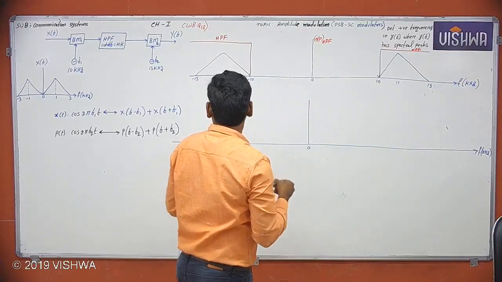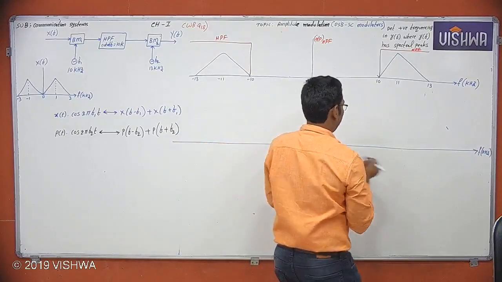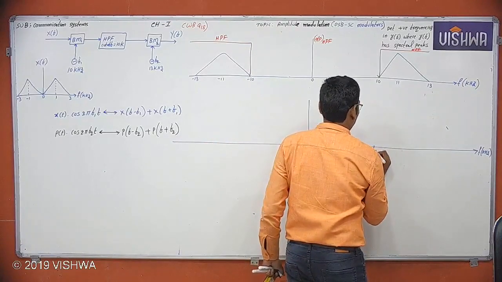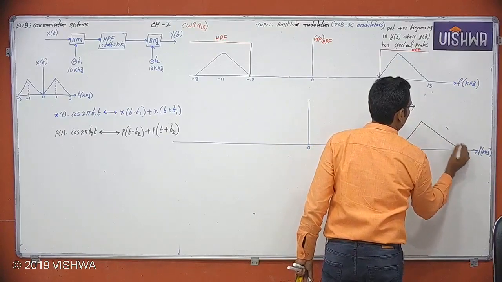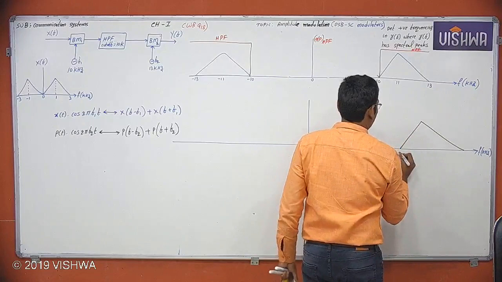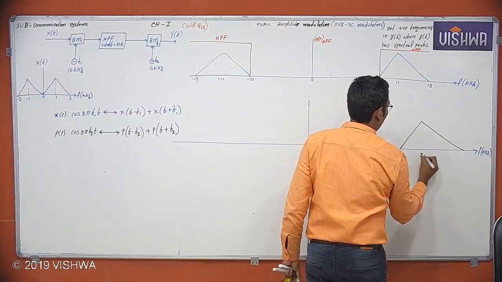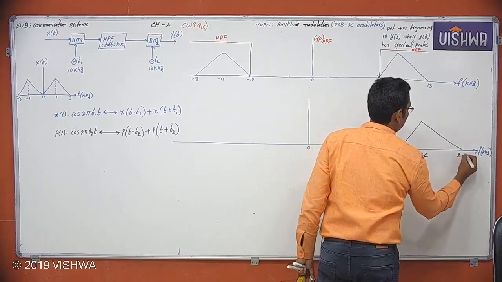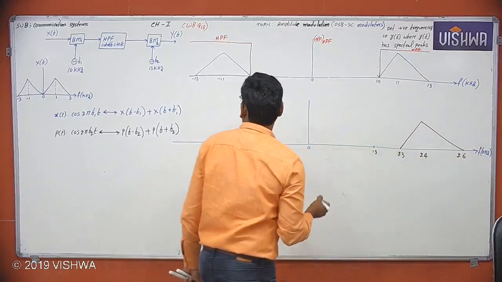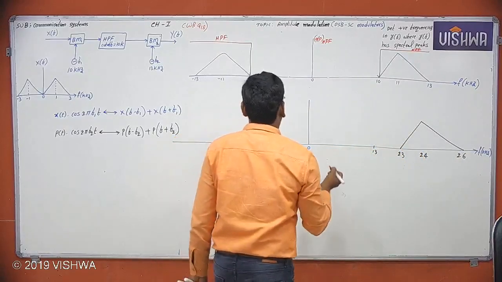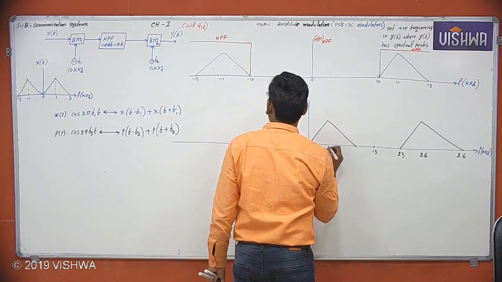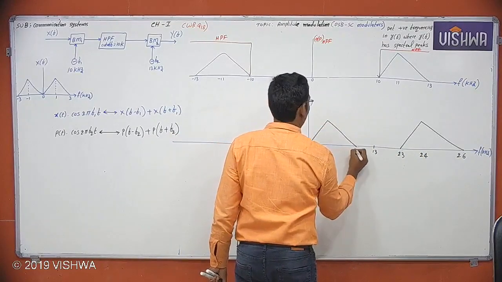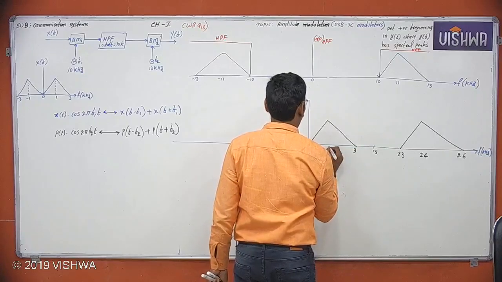Now this 0 is shifted to 13 kilohertz. Therefore, this is 13 plus 10, 23, 24, 26. Now this is 13 minus 3, 0. Now 3, 13 minus 11, 2.